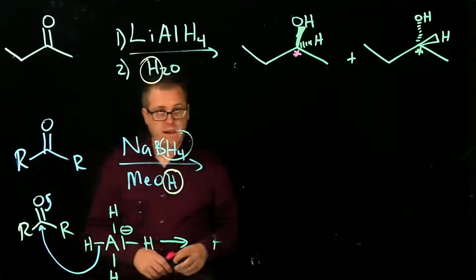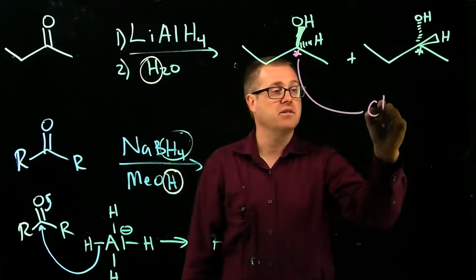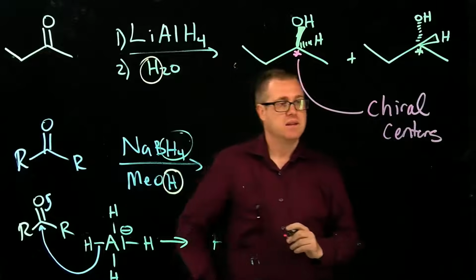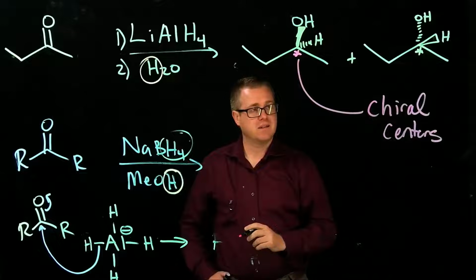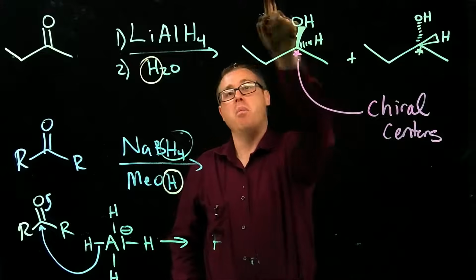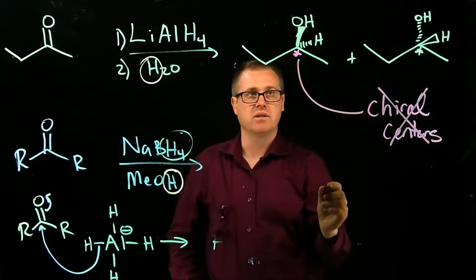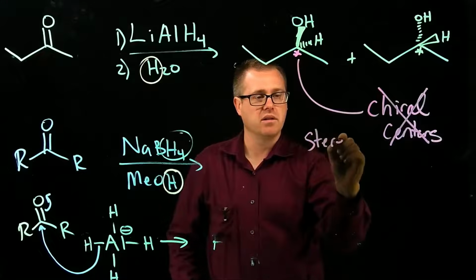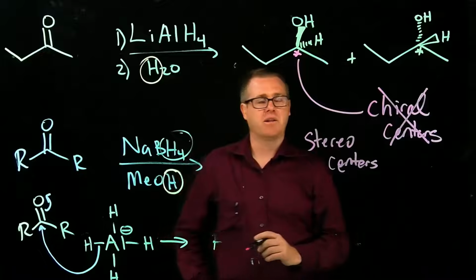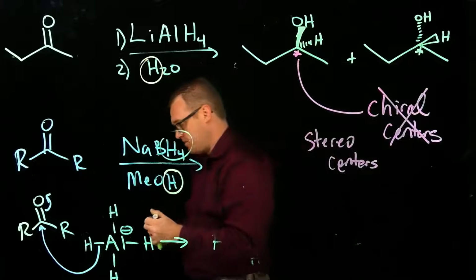Now I want to make this point. I think I've made it before. Your textbook calls these chiral centers. That's technically not correct because the center is not chiral. The molecule is chiral. So don't say chiral centers. Say stereocenters. That's the more accurate way of describing those carbons right there. They're stereocenters.